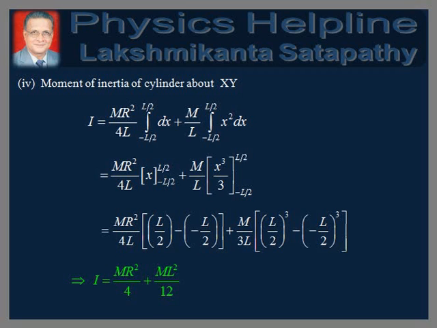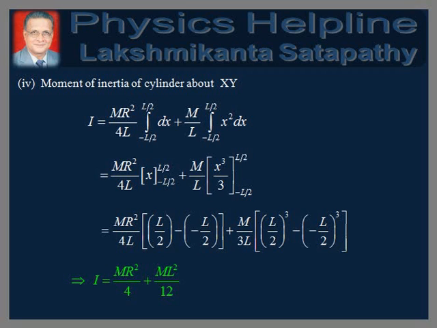In the fourth step, the moment of inertia of the cylinder about the given axis can be obtained by integrating the expression between limits minus L by 2 to plus L by 2. Now, integral of dx is equal to x and integral of x square dx is equal to x cubed by 3. Putting the limits and simplifying, we get the final expression which is I is equal to mr square by 4 plus mL square by 12.